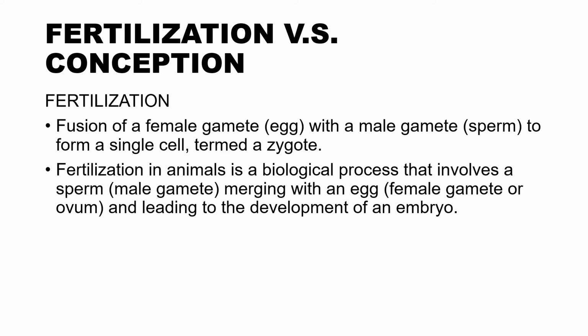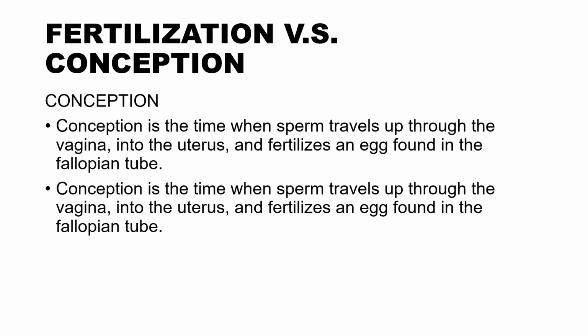So yung fertilization in animals is a biological process that involves a sperm merging with an egg and leading to the development of the embryo. So yun yung fertilization. Basta yung pag-fuse ng dalawang gametes, yung male and female gametes. When we say conception naman, it is the time when the sperm travels up through the vagina into the uterus and fertilizes an egg found in the fallopian tube. So conception is the time when the sperm travels up through the vagina into the uterus and fertilizes an egg found in the fallopian tube.